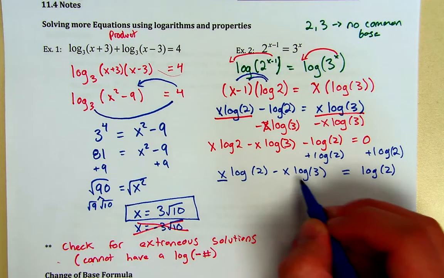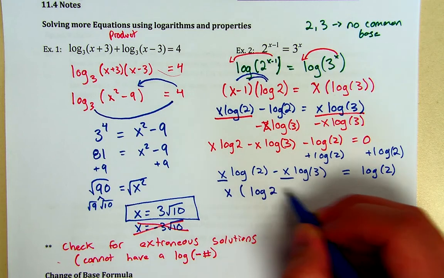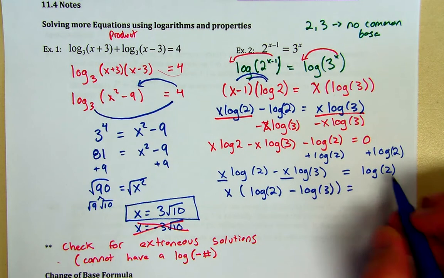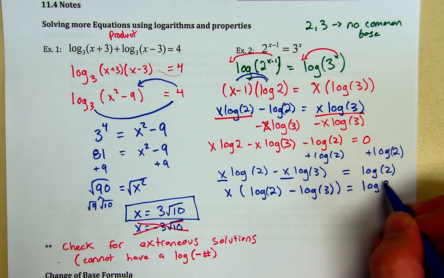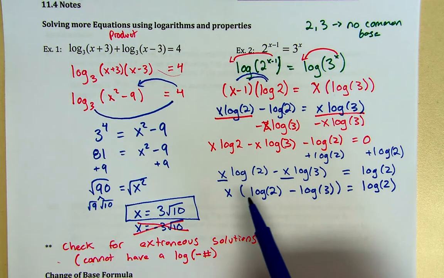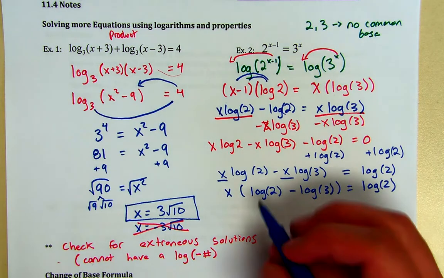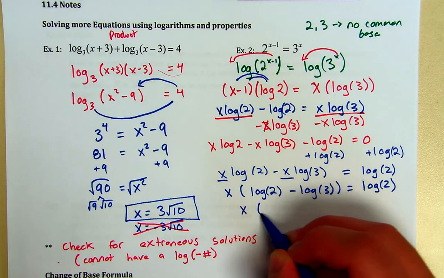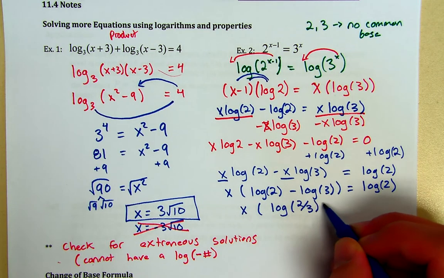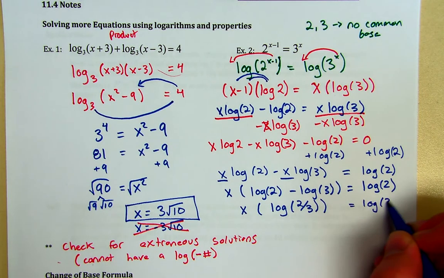Again, I had mentioned I want to take that GCF out. X, I have the log 2 minus log 3 equals log of 2. Now again, hopefully another property is screaming at you. Minus, use the quotient rule. So now I'm going to write this as x times log of 2/3. That just helps you make it a lot neater. Equals log 2.